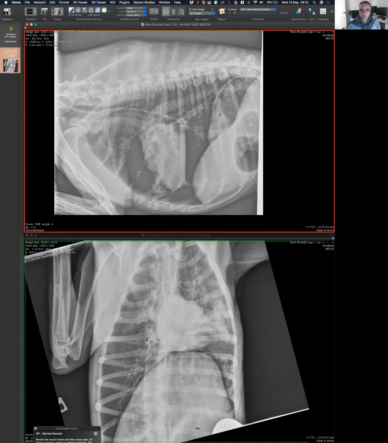Yeah, looking at it on the right, so the left side of the dog, the caudal part of the left cranial lung lobe looked more white than it should do. Is this what you're referring to? More cranial. I think more cranial. Yeah, that bit. Yeah. Good.